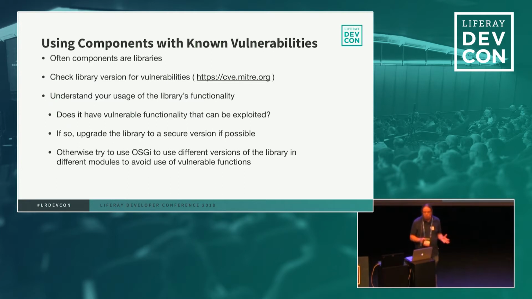So if you do determine that you are making a vulnerability exploitable through your code, then you need to upgrade that library if possible. If that's not possible, you can leverage OSGi sometimes, especially if you're using different functionality from the same library in different contexts. So you can actually have the same library in different versions in different OSGi modules and make them all coexist.